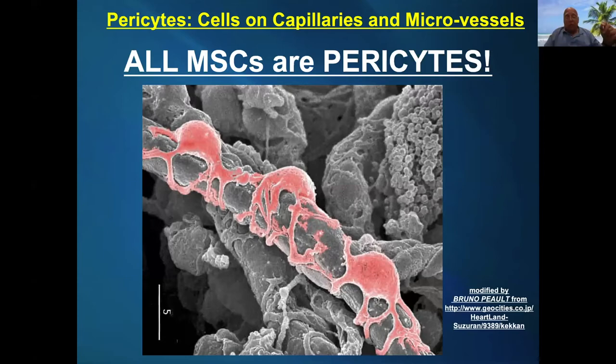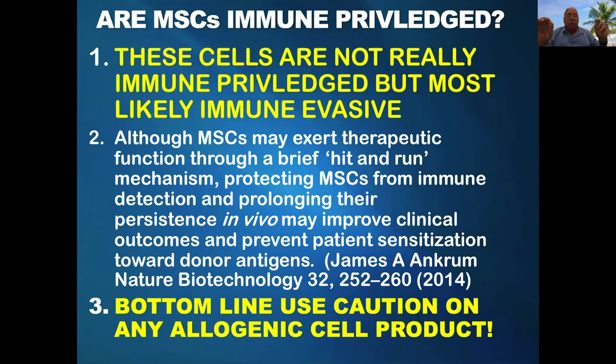So bottom line is, you must also realize with MSCs, if you're going to use, let's say, an allogeneic one or something like that, these cells are not immune privileged. These cells are immune evasive. So I urge you to use caution. If you're using someone else's cells from an umbilical cord product or something like that, you may eventually get an allergic reaction. These cells will elicit that, so keep it in mind. And there's a very classic article that I quoted there about that.